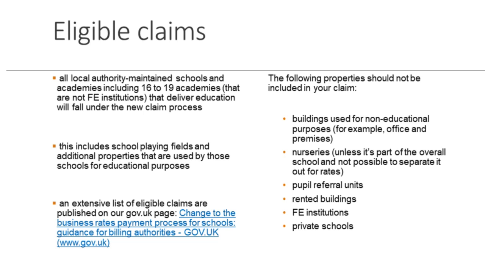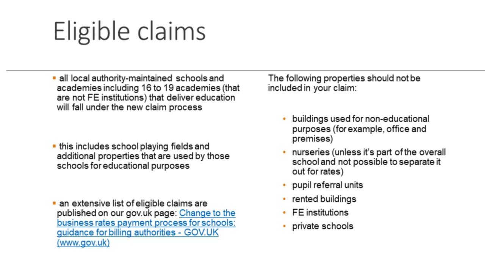A full list of eligible claims is published on our gov.uk page, so you can review that prior to completing your form, and that'll confirm which ones can and can't be submitted to us. Some of the properties that we'd not expect to see in your claim are buildings that are not used for educational purposes. For example, we'd not expect to see an office building if it's being used by the school, or a caretaker's house, because these should be paid directly by the school itself.